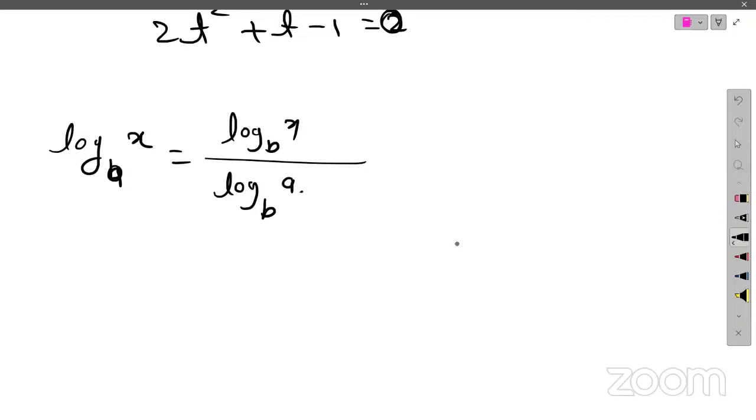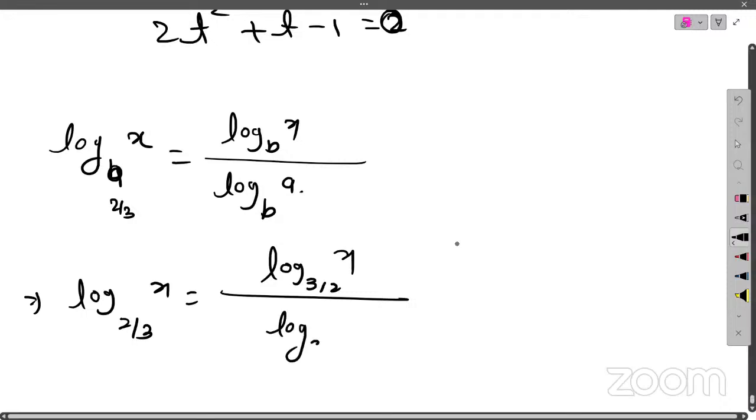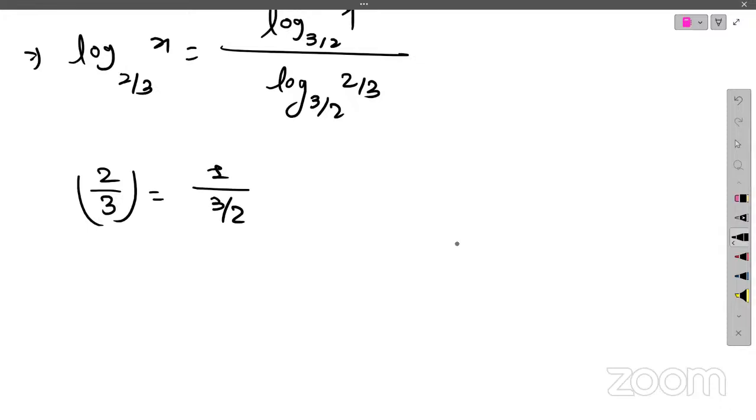Okay, so I want to convert this 2 by 3 into 3 by 2. That means log base 2 by 3 of x is equal to log base 3 by 2 of x upon log base 3 by 2 of 2 by 3. But we can say that this 2 by 3 is equal to 1 upon 3 by 2, right? And this is the same as 3 by 2 to the power minus 1. So that's how we can change 2 by 3 to 3 by 2.